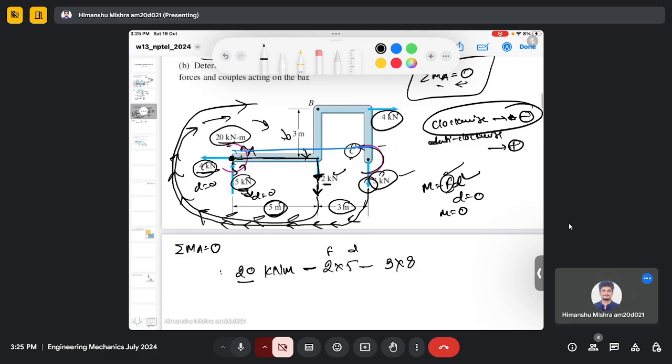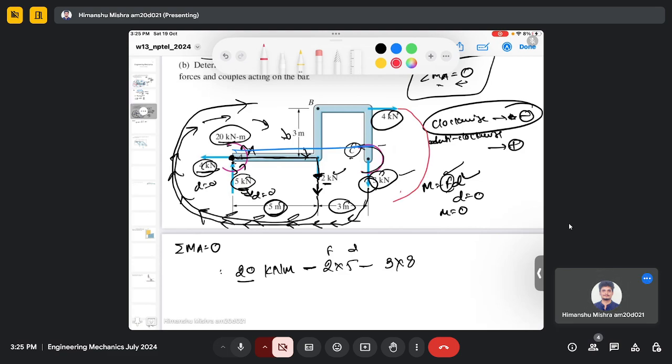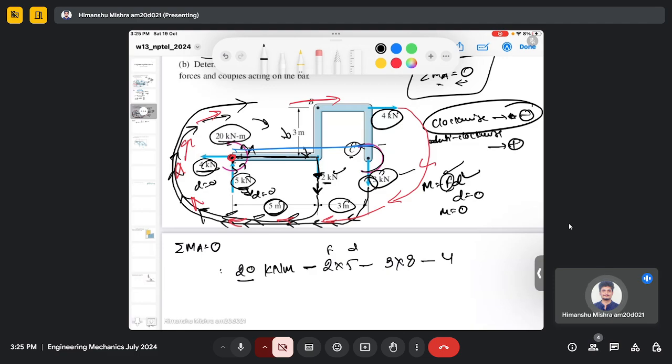Then we have this force, 4 kilonewton. And you can again imagine it is rotating in a clockwise sense about point A. So it's again negative 4, and the perpendicular distance is the vertical distance, because this is a horizontal force acting on the right hand side. So the perpendicular distance to point A is this one, which is 3 meters.